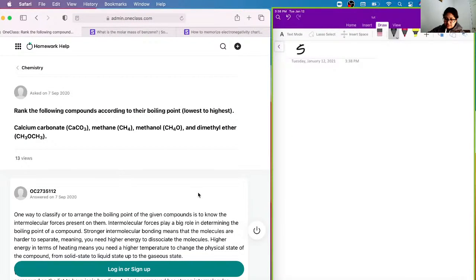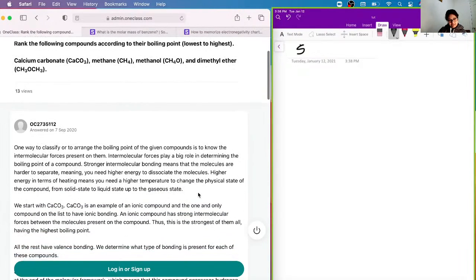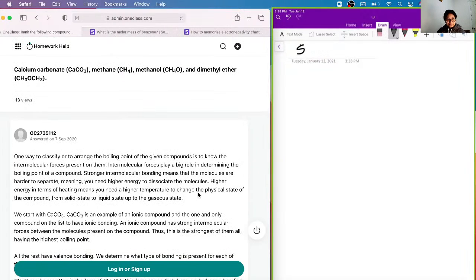Okay, so our next question says, rank the following compounds according to their boiling point, lowest to highest. So we're given 4 compounds here, and we would want to find the boiling point. As it's stated here, one way to arrange the boiling points of the given compounds is to know what forces are present, especially intermolecular forces. If you have a strong force, that means they will have a higher boiling point because you would have a harder time separating the molecules, right?